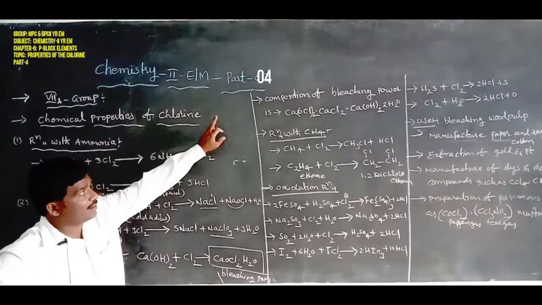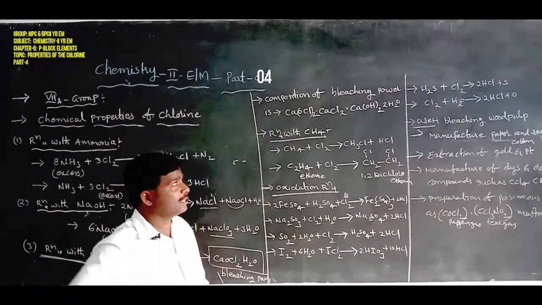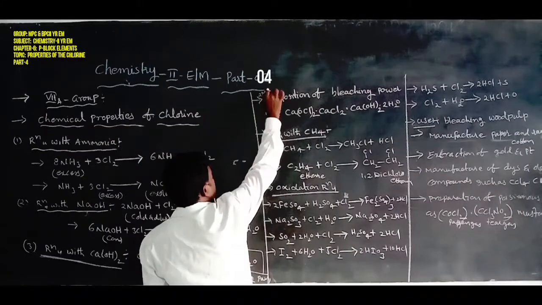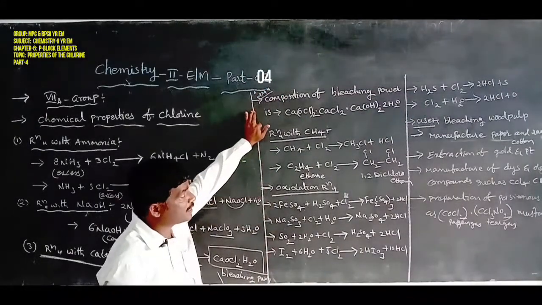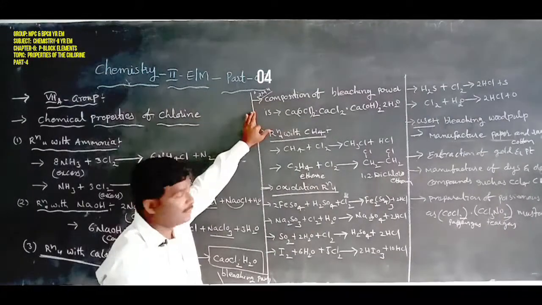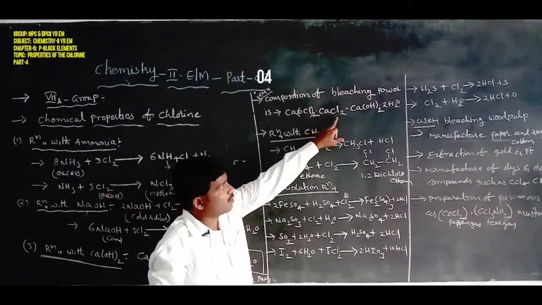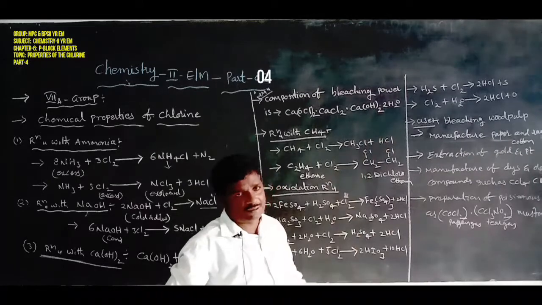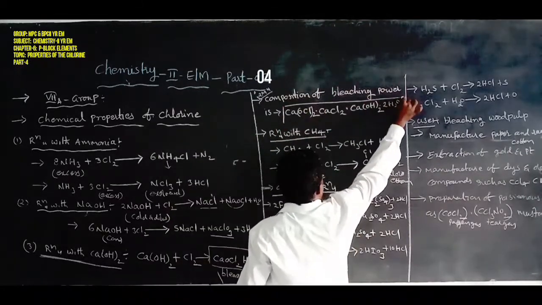Next, another one: the composition of the bleaching powder. It is very important, a 2 marks question. What is the composition of the bleaching powder? Write the composition of the bleaching powder. That is calcium oxychloride dot calcium chloride dot calcium hydroxide dot 2 moles of water molecule.